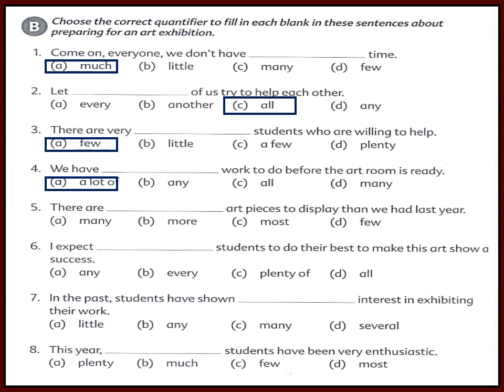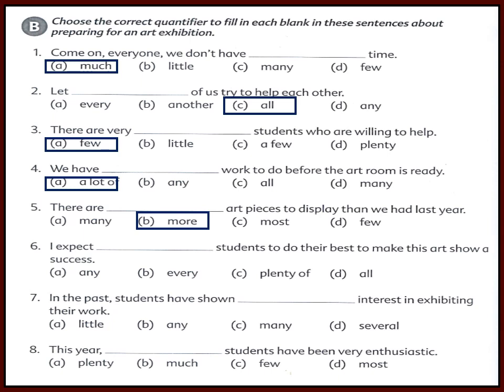Number 5, there are dash art pieces. Art pieces. This is a count noun, right? Because pieces is plural. That's why you will keep that in your mind. There are dash art pieces to display than we had last year. Now than is showing we are making a comparison here, right? Whenever we make a comparison, in the previous exercise I explained what we use. Good, we use more, right? There are more art pieces to display than we had last year.